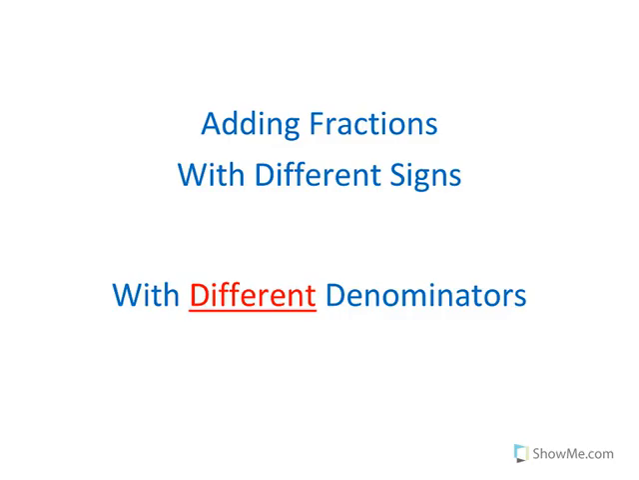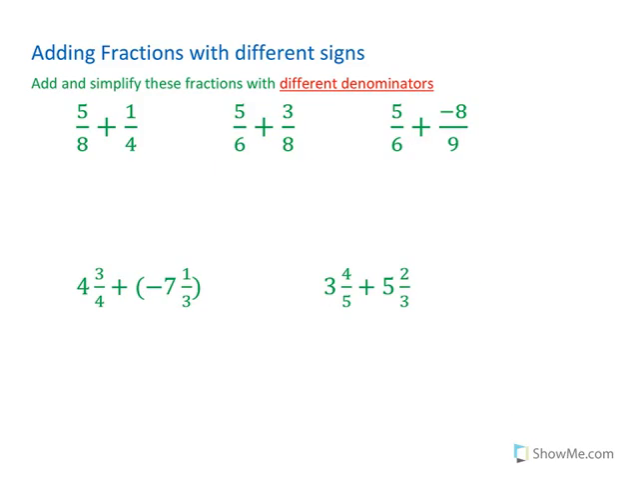This is adding fractions with different signs. What that means is that our fractions could be positive or negative. And then these are going to have different denominators, which of course makes it a little bit more challenging. So let's take a look at the first set of problems.